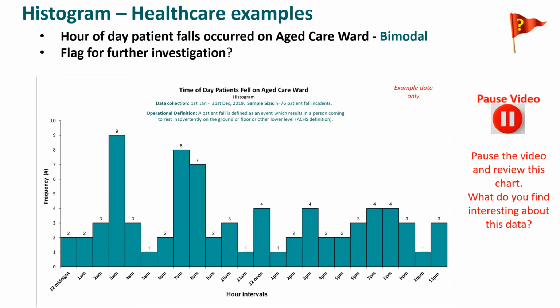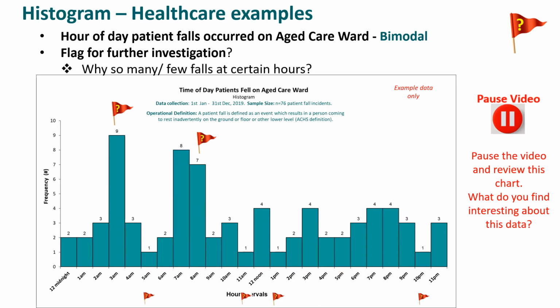What's interesting when you look at this data, you can see that it's possibly what we call bimodal, where there's two peaks in the data. Here we can see that there are lots of patients falling at around 3 a.m., but also at 7 and 8 a.m., which is really interesting. But also, there's actually very few patients falling at particular times during the day. So what we want to learn from here is, why do we do well at some times of the day, and why are there so many patients falling at other times of the day?